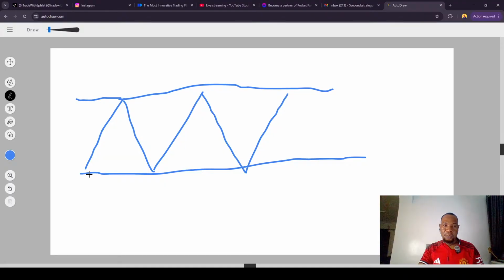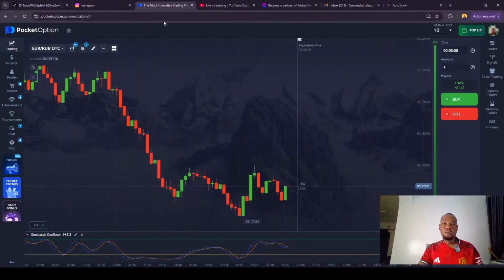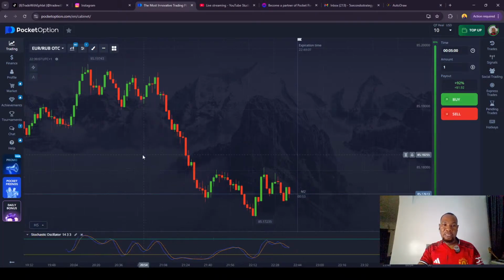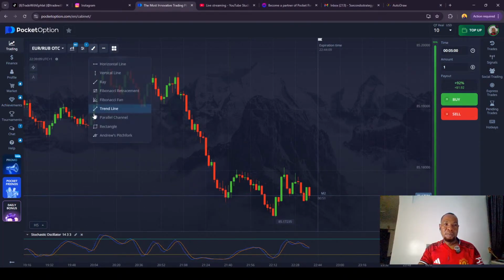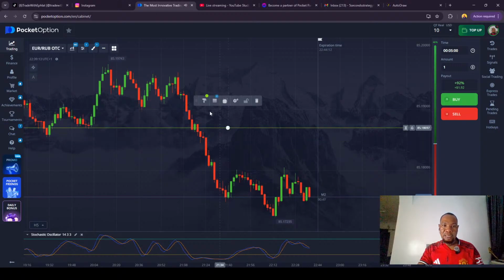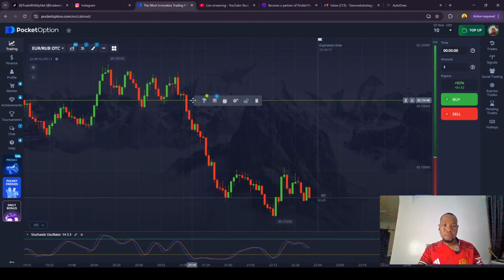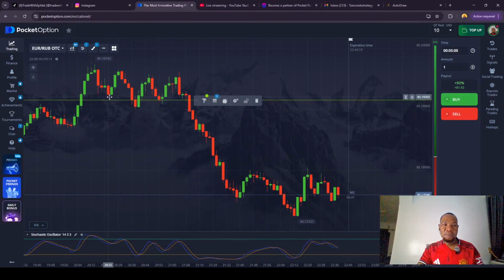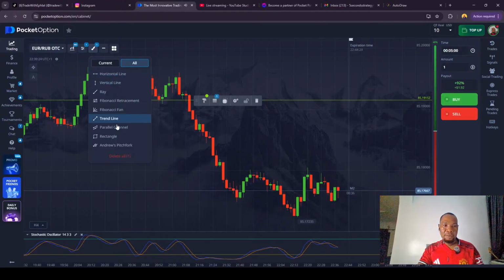Reason is because price keeps bouncing off that particular region. So if I want to show you in a real chart, this could be my support. I'm going to use a horizontal line. This could be my support. You can see that price bounced there multiple times. So we have several places that the price bounced.